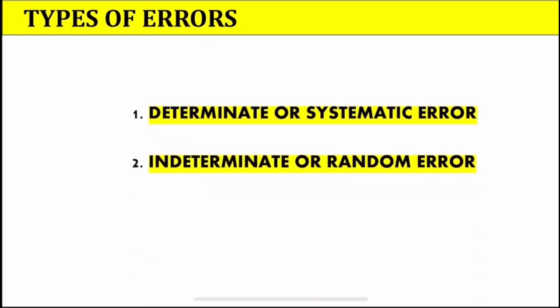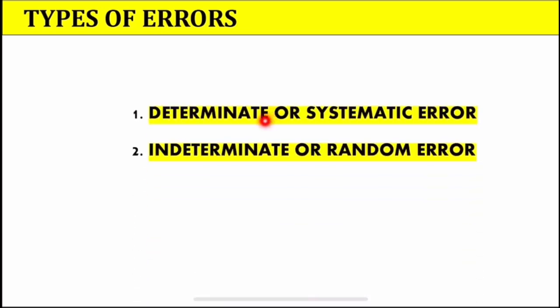Errors are generally of two types: determinate and indeterminate. Determinate errors are also named as systematic errors, and indeterminate errors are named as random errors. Let's start with determinate or systematic errors.